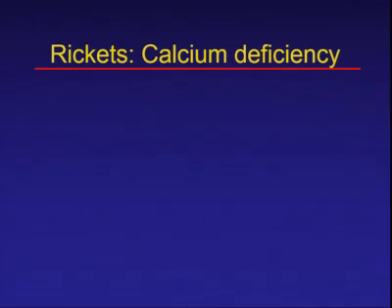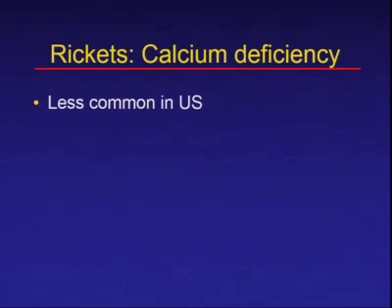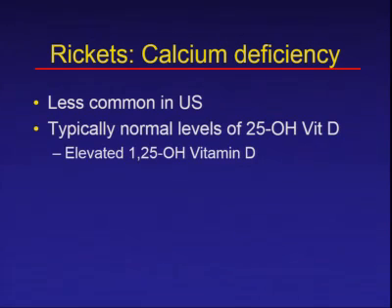Next is calcium deficiency rickets. This is almost never seen due to the prevalence of nutrition and infant formula in the US. This is really something that we don't see here. So it is really what is described: they have nutritional calcium deficiency. They don't get enough calcium in. Usually these patients will have normal levels of vitamin D, and they will have high levels of calcitriol.